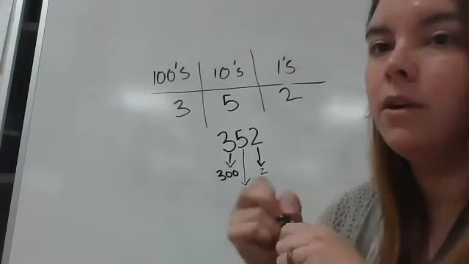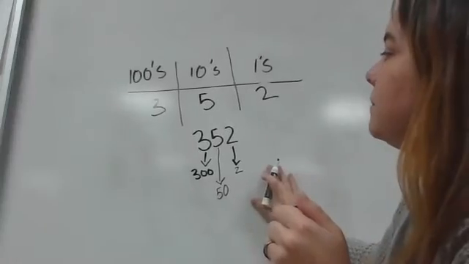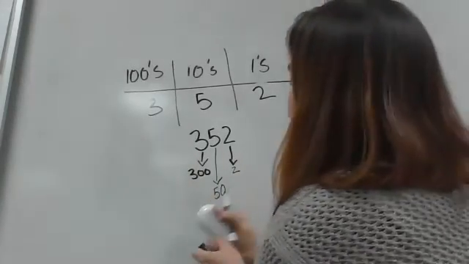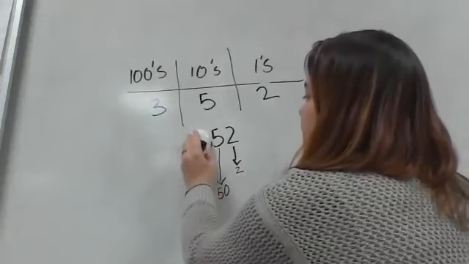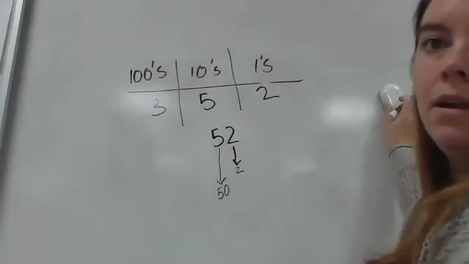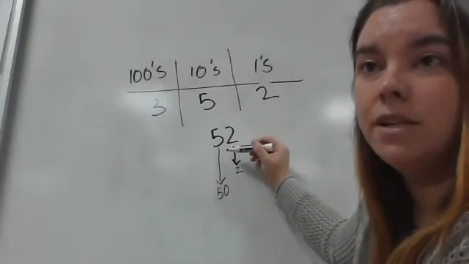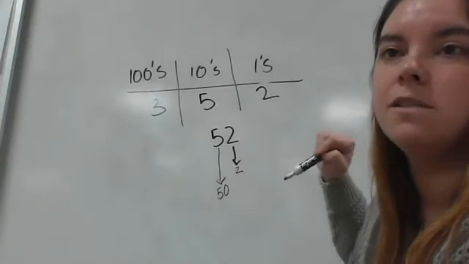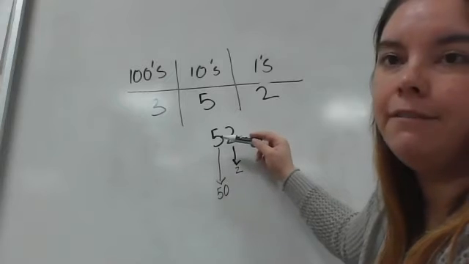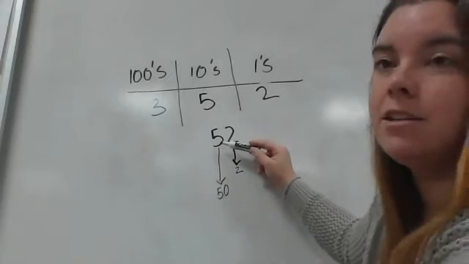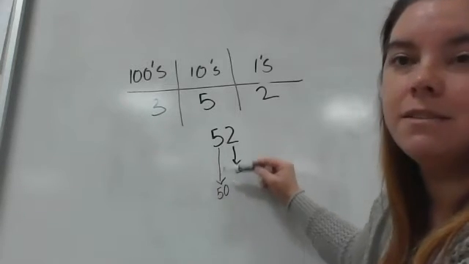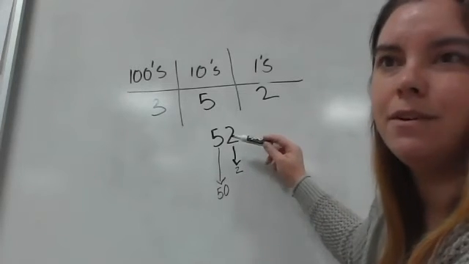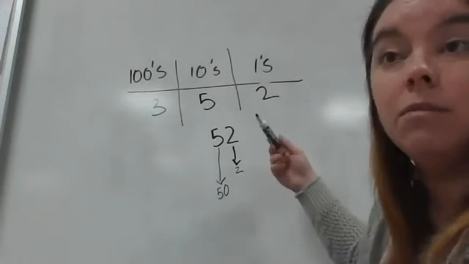So as another example, really quickly, if I decided to take the 3 away, my number would change, right? I would have 52 instead of 352, because I would only have numbers in the 10s and the 1s spot. So that 5 value, unless I've changed it or added another 10 or taken away 10, stays 50. And that 2 stays as a 2 because I still have 2.